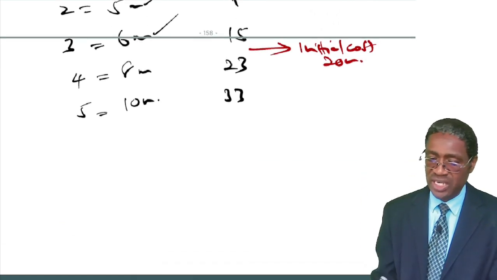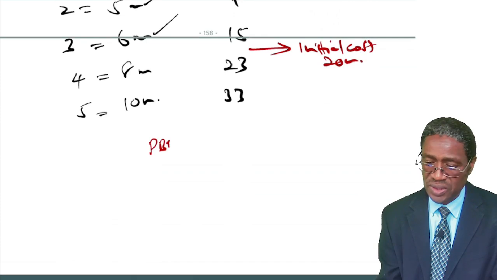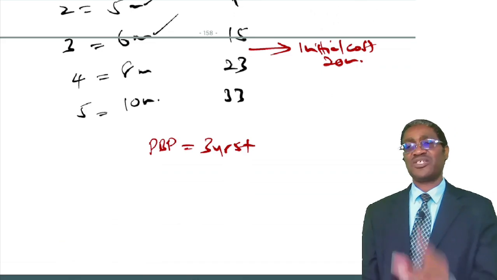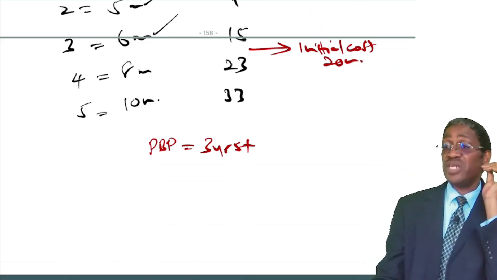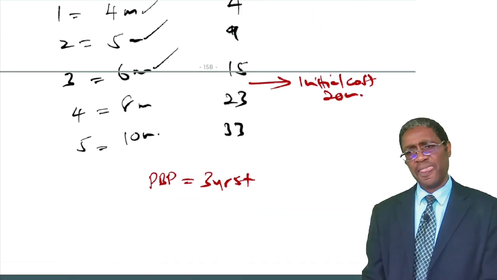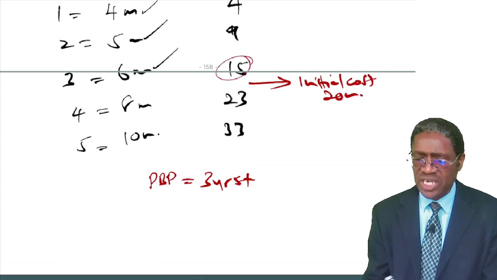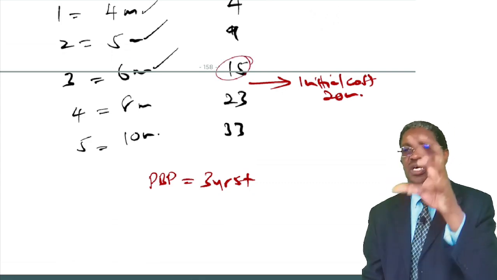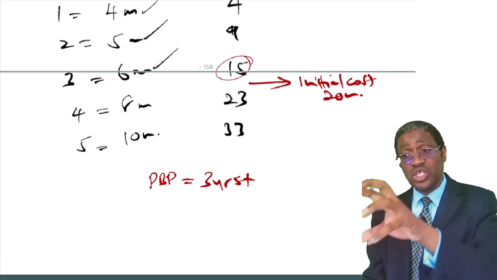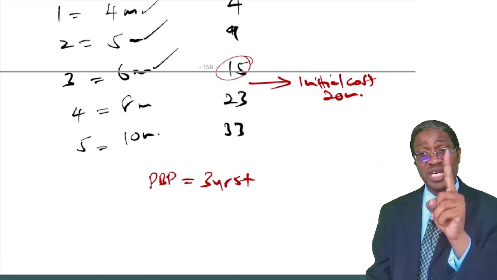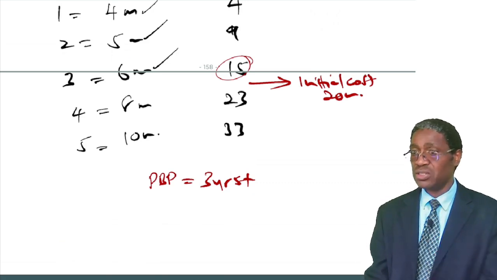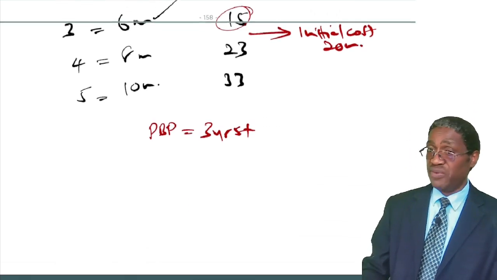So the payback period will be 3 years plus some months. Now listen. So you will ask yourself, by end of third year, I've recovered only 15. What is the balance remaining to be recovered? If the initial cost was 20 and I have so far recovered 15, I have a balance of 5 million to recover. Now listen to the argument. I have a balance of 5 million to recover.